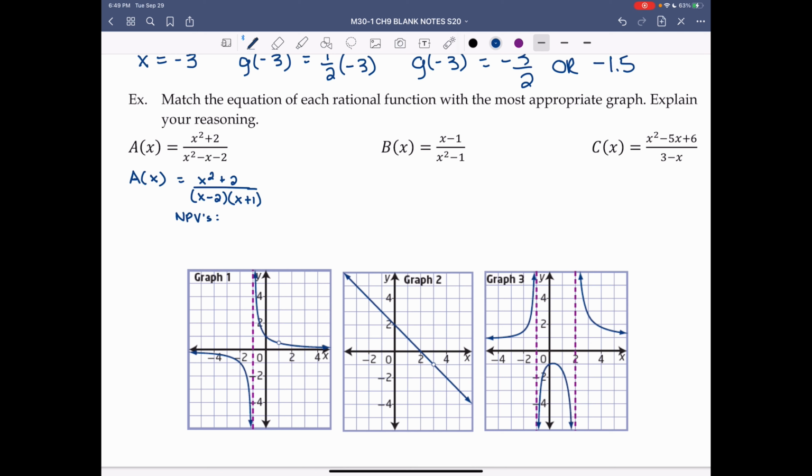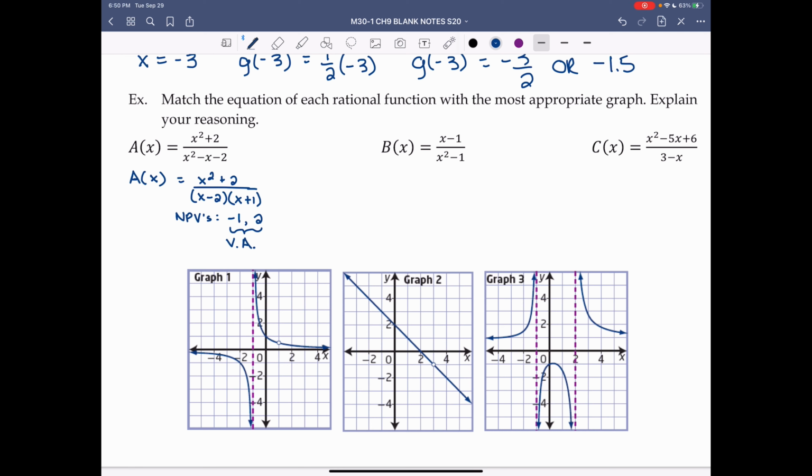x equals negative 1 and x equals 2, because if x is negative 1, then x plus 1 equals 0, and if x is 2, then x minus 2 equals 0. Either one of those situations would make the denominator 0. So those two are NPVs, and because neither of these factors can be divided out, both of these NPVs are vertical asymptotes.